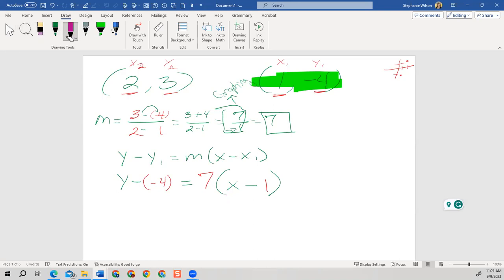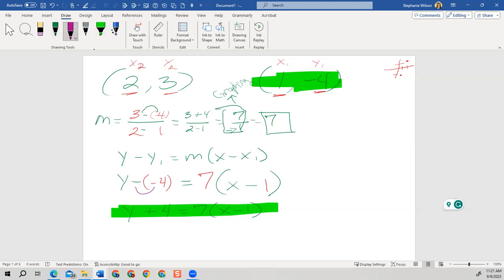Okay, so what I need to do is take this negative times negative, because we have to clean it up before I can say it's my point-slope form. Negative times negative is positive. Now I can say, this is my point-slope form. So now let's solve for slope-intercept form.